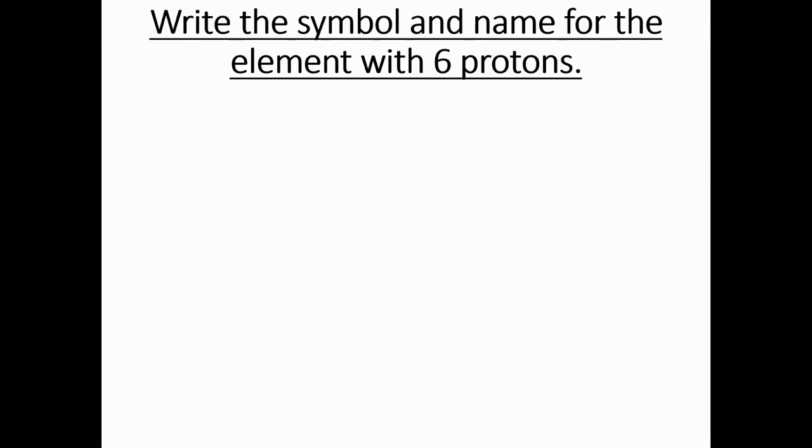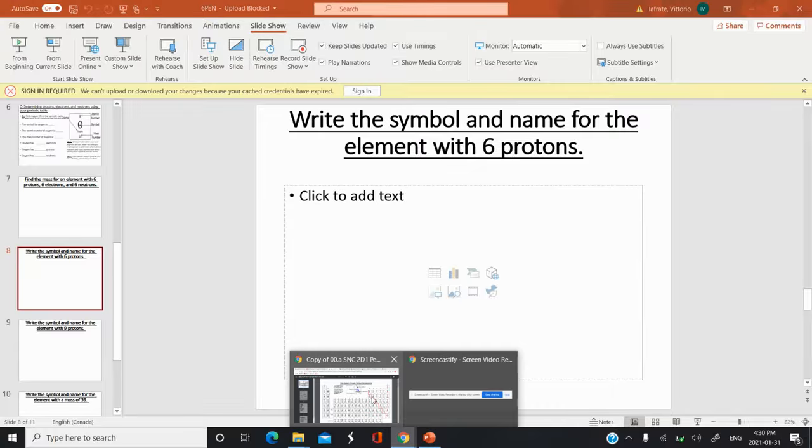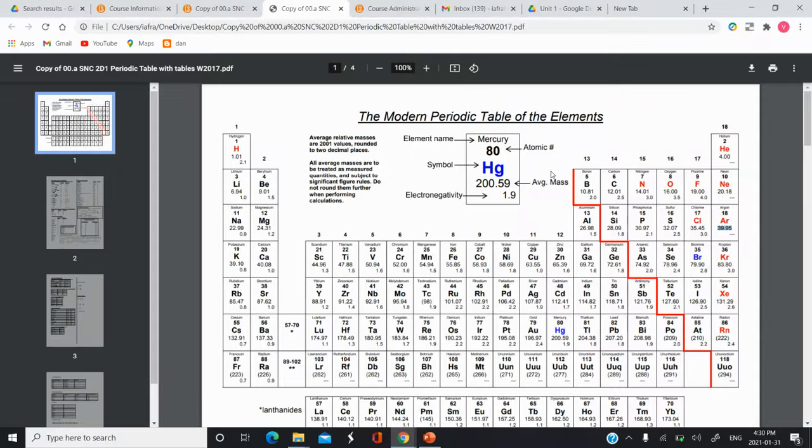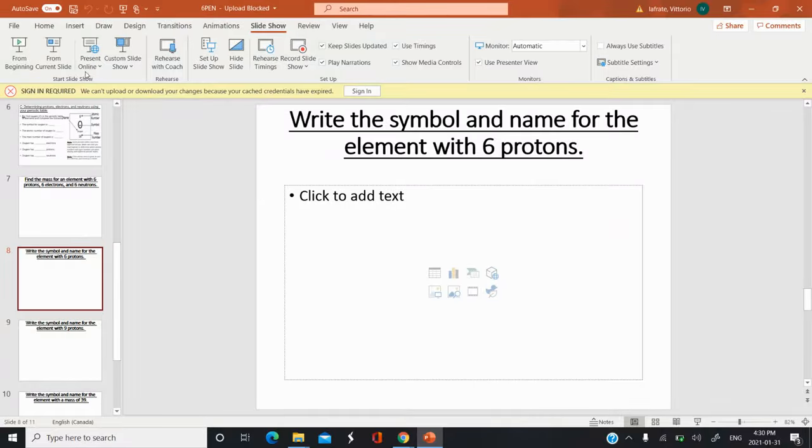Let's take a look at this one here. Write the symbol and name for the element with 6 protons. So in this case, it would make sense that you would go to your periodic table and you would say 6 protons means atomic number 6, carbon. So you could go and write that out. We want the symbol and name. So we have C, and then the name is carbon. And that C is a big C. It's an uppercase C because it's a one-letter symbol.